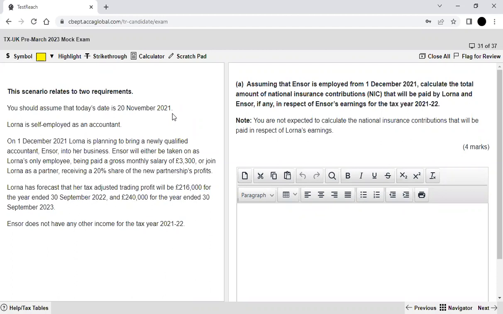Lorna has forecasted that her tax-adjusted trading profit will be 216,000 for the year ended 30th September 22 and 240,000 for the year ended 30th September 23. Esnor does not have any other income for the tax year 21-22.